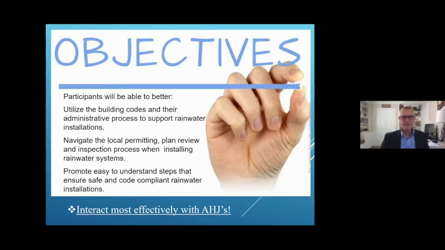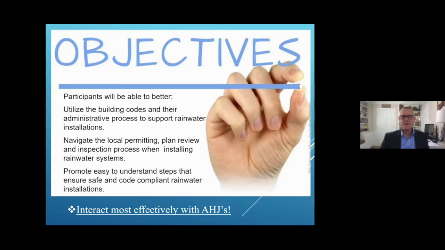Navigating the local permitting and the inspection and plan review process by promoting some easy to understand steps. So most of what I've put together is outlines that help you navigate your way through there, and things that you can go back and rework to work better for your particular application in your particular locality. The bottom line is in the white writing at the bottom of the slide. It talks about what I most want you to be able to gain from this: how to more effectively interact with the local authorities having jurisdiction.